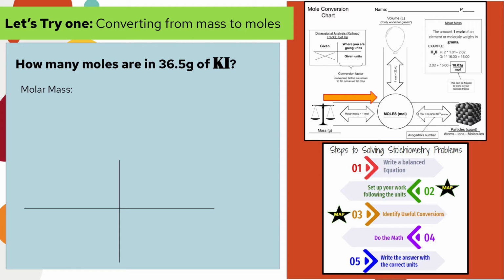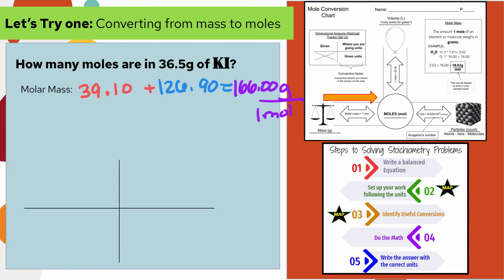How many moles are in 36.5 grams of KI? So I first have to calculate my molar mass. The molar mass of potassium is 39.10. The molar mass of iodine is 126.90. So when I add those two together, I get 166.00 grams per 1 mole.